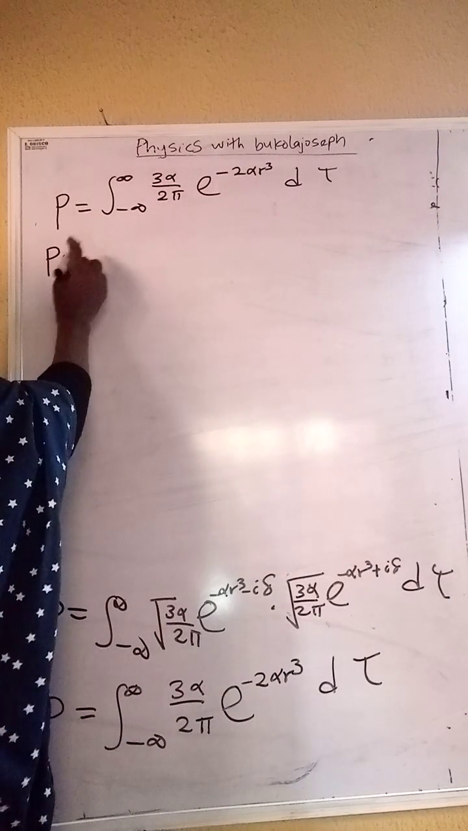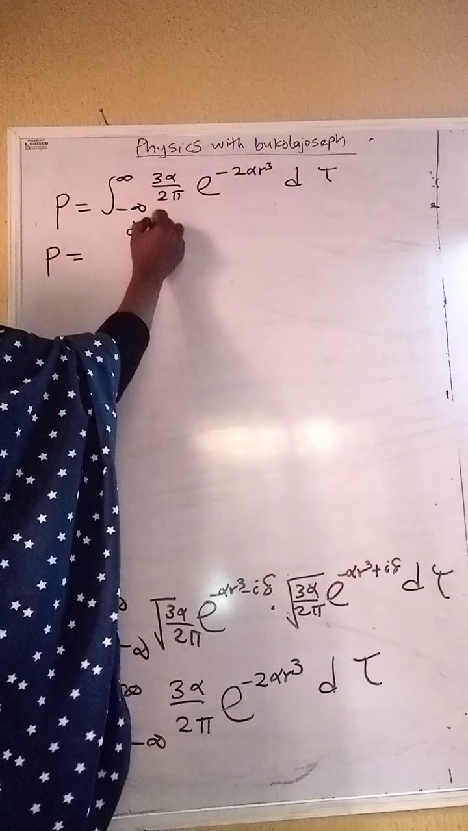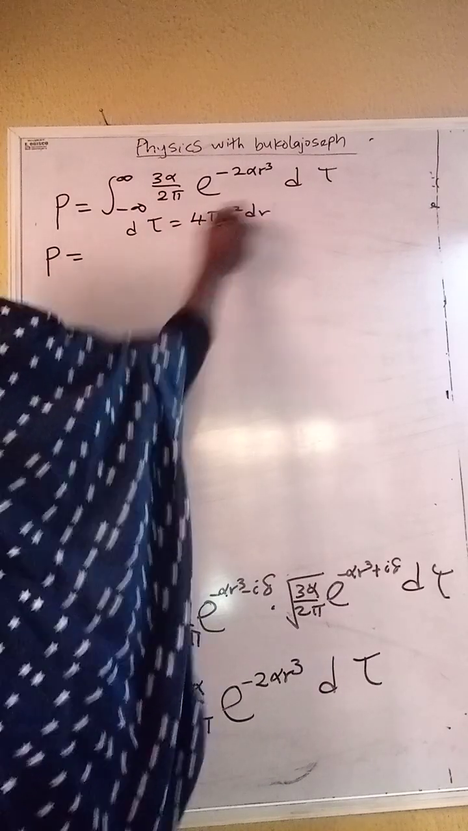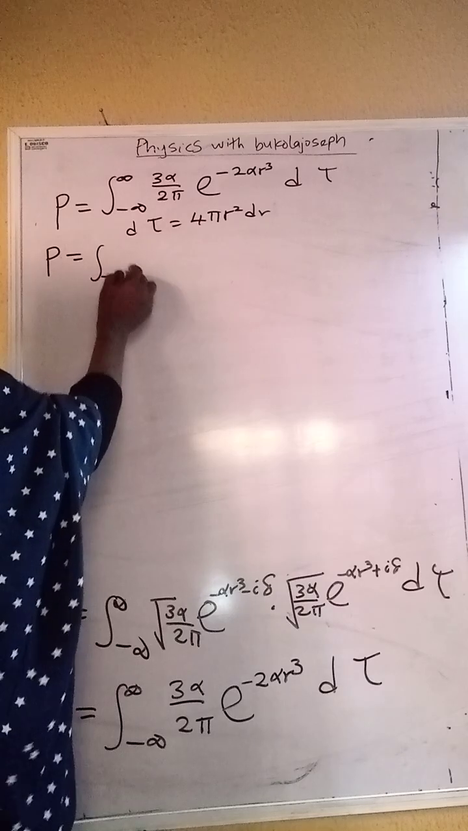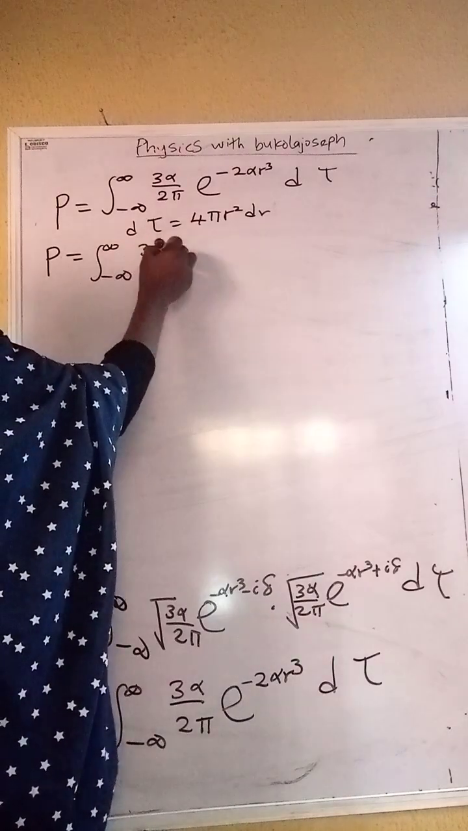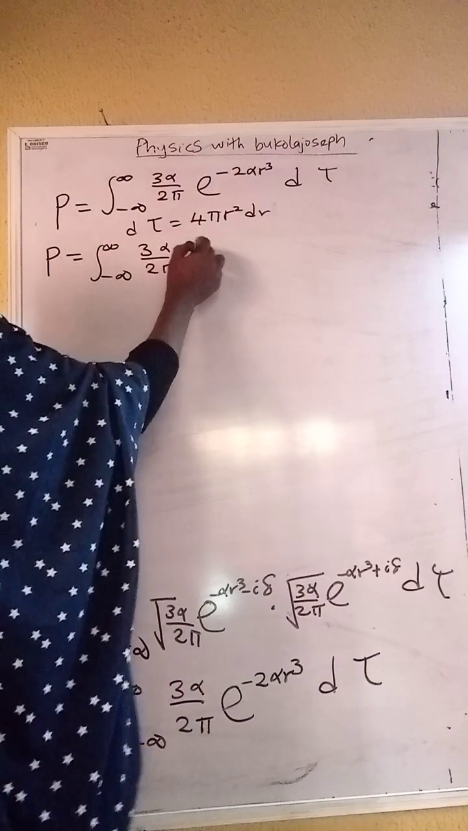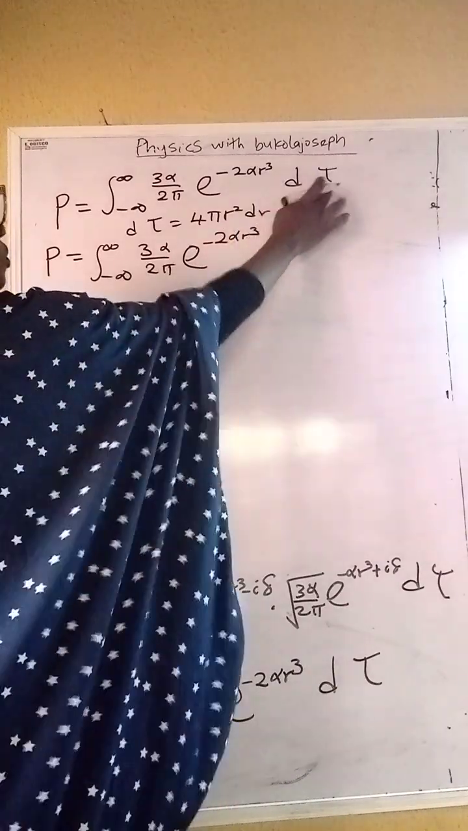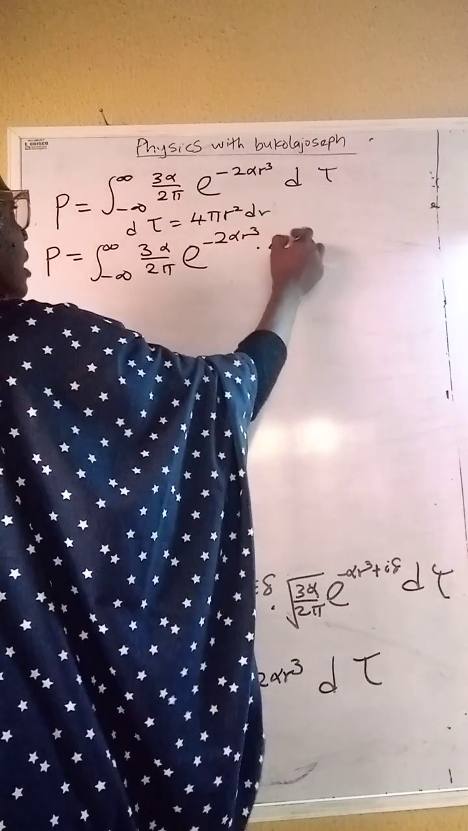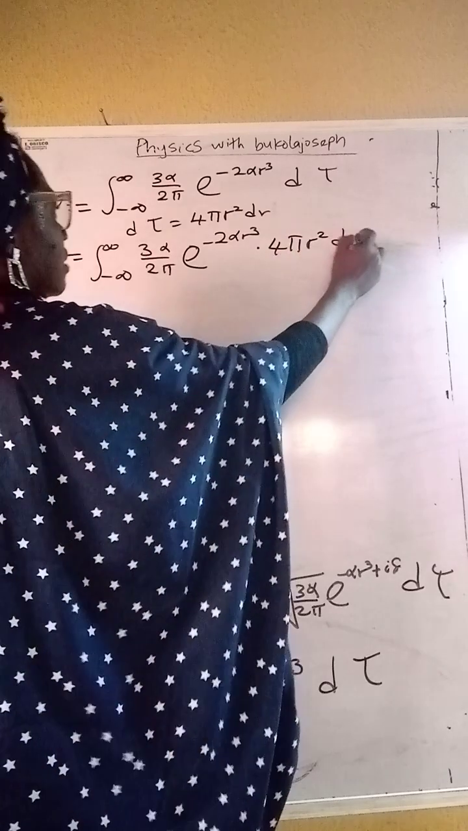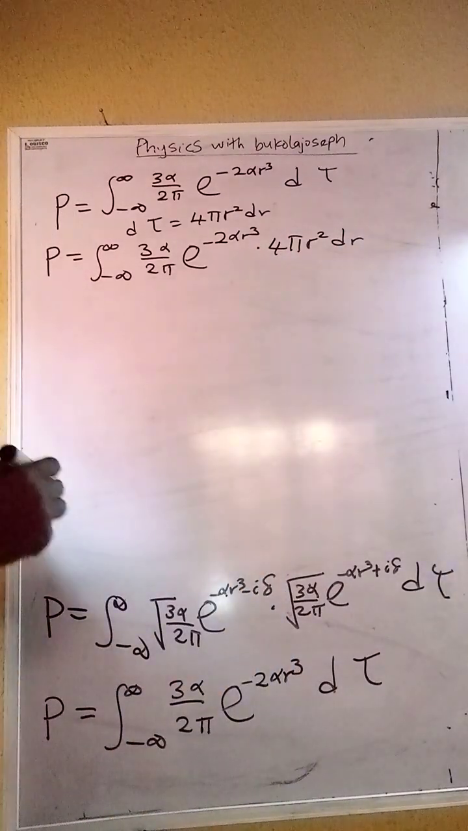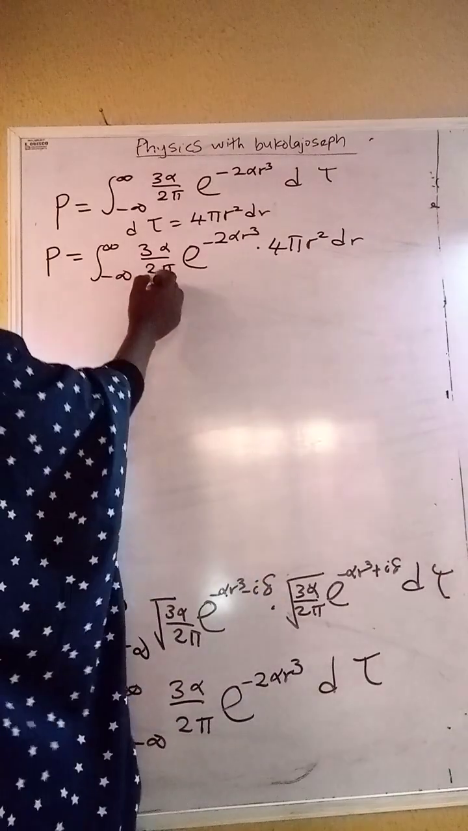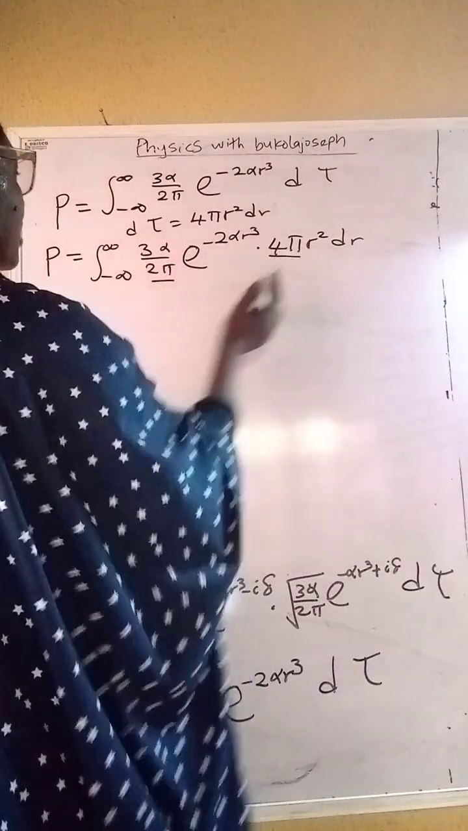We know that d tau is equal to 4 pi r squared dr. So we substitute this, and we have 3 alpha all over 2 pi exponential minus 2 alpha r cubed, and d tau is going to be replaced with 4 pi r squared dr. Okay, so let's bring the constants to the other side. We'll bring this 4 pi to the other side.